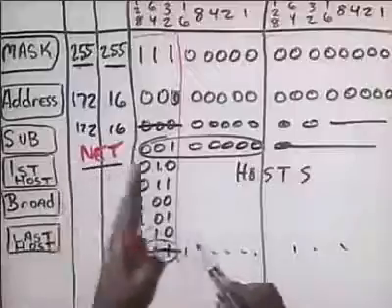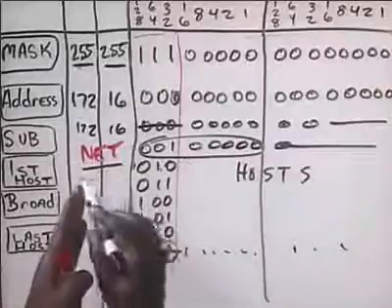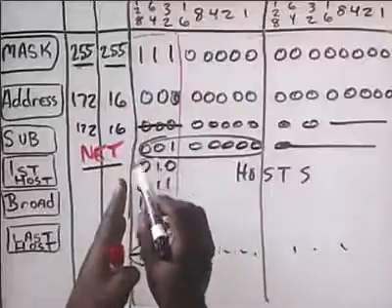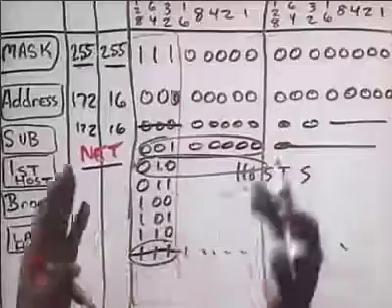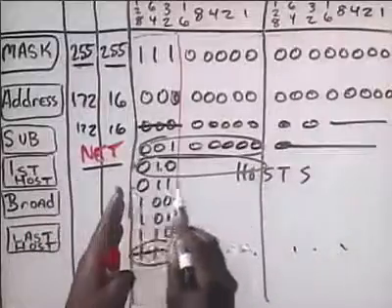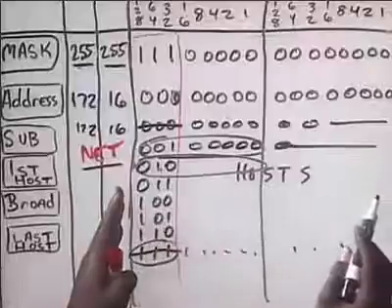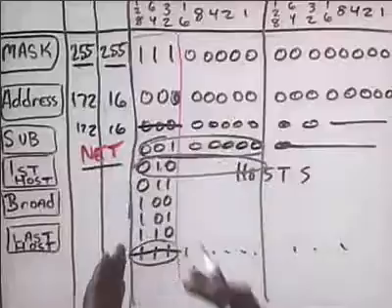So 172.16.32.0. The next subnet is 172.16.64.0. Set all the host bits to 0 there, and you get 64. And then you've got 172.16 and then 96.0. And this would continue to increment until you got all those different subnets.